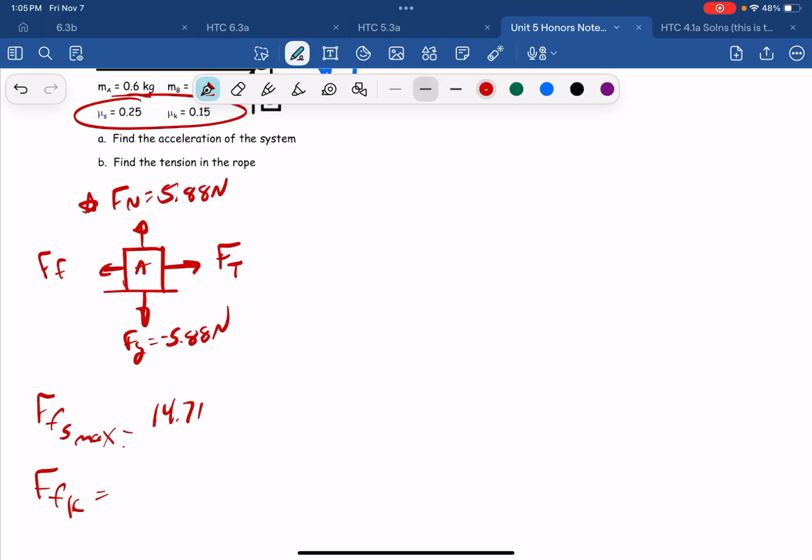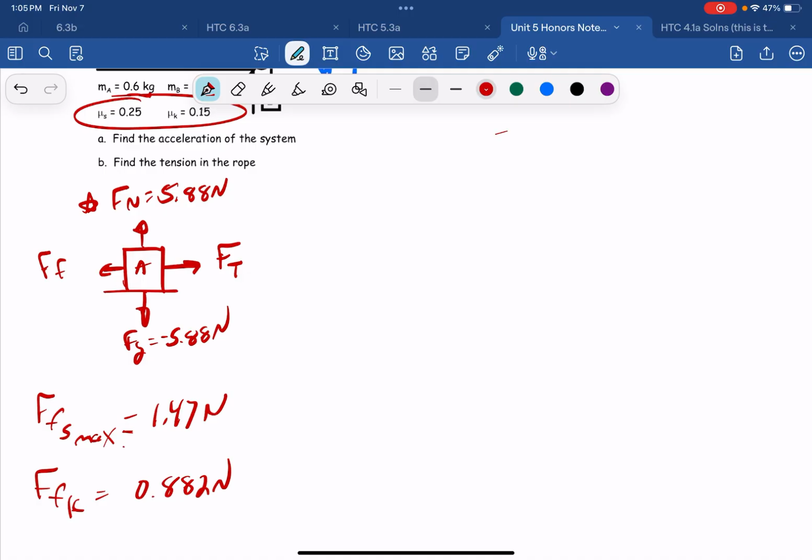This turns out to be 14.7 newtons. No, it doesn't. 1.47 newtons, my apologies. And the kinetic friction is 0.882 newtons. Okay, but I'm kind of stuck there, right? I don't know the tension. I don't know if it's going to move or not, so I don't know whether it's kinetic or static friction.